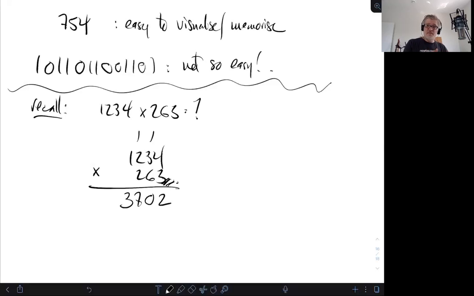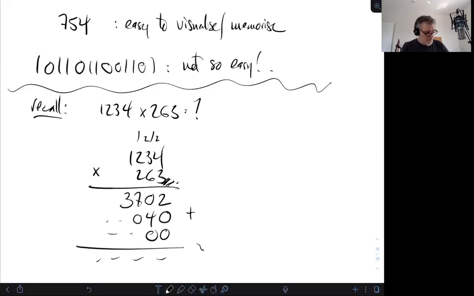Then I move on to the 6, which is actually worth 6 times 10. So I'm going to put a 0 here, shifting, because it's worth 10 times more. And then I repeat. 6 times 4 is 24. 18 and 2 is 20, and so on. And the next one will be that. And then I add them up, right? So this is how it goes.